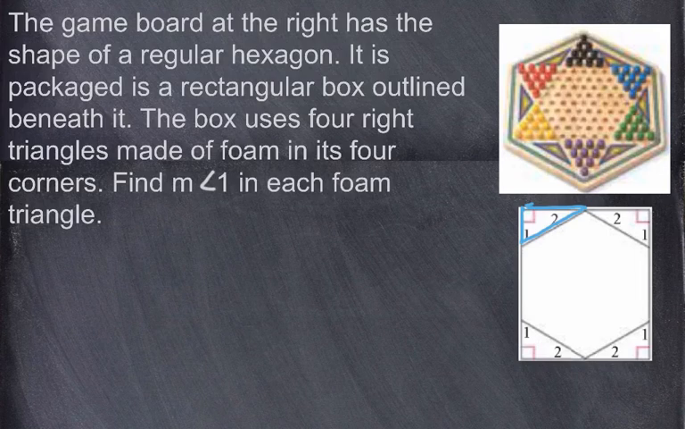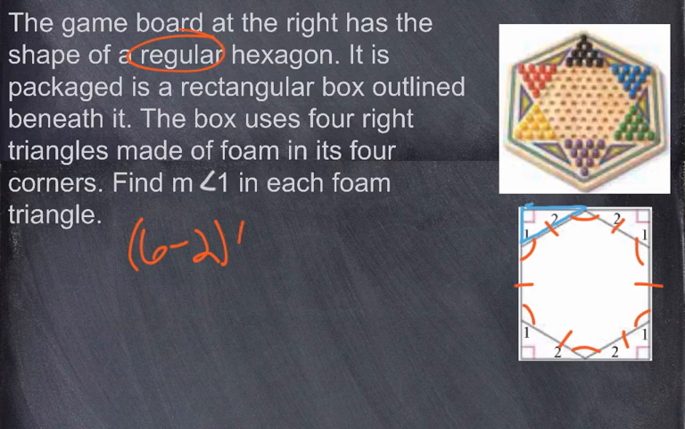Now the key word to this problem is regular. For a regular hexagon, that means all the sides are congruent, which also means all the angles are going to be congruent to each other. So, therefore, if it's a hexagon, we want to find the total amount of degrees. So we do 6 minus 2 times 180, and this becomes a 4. So 4 times 180 is 720 degrees. Now that's the sum total of the interior angles.